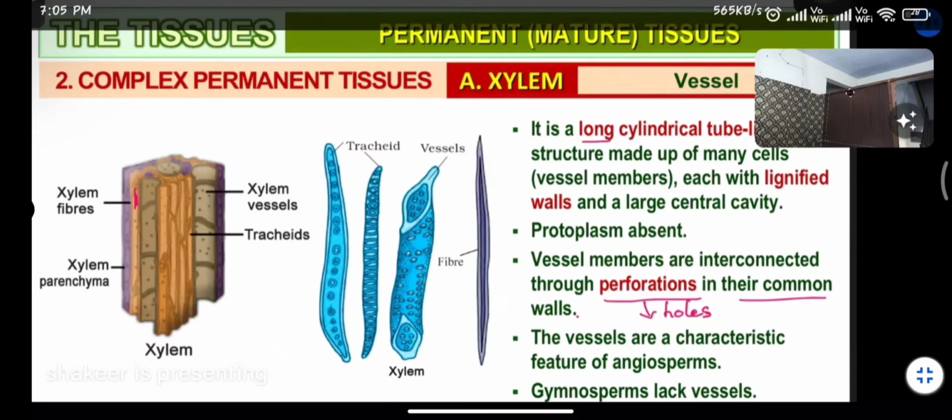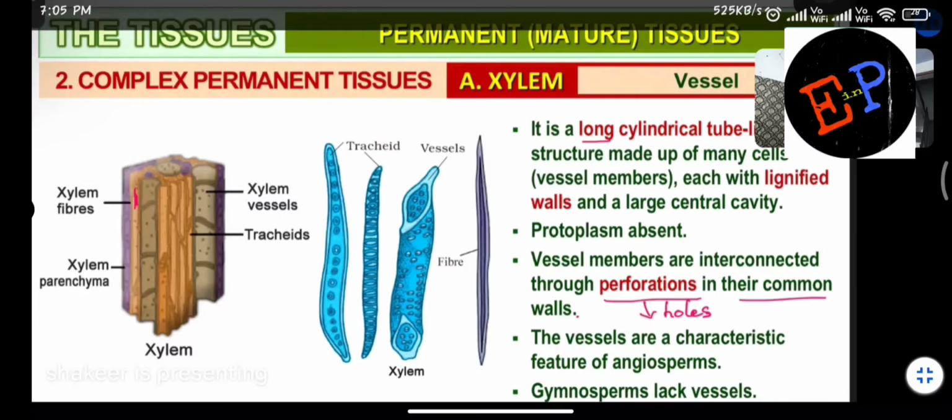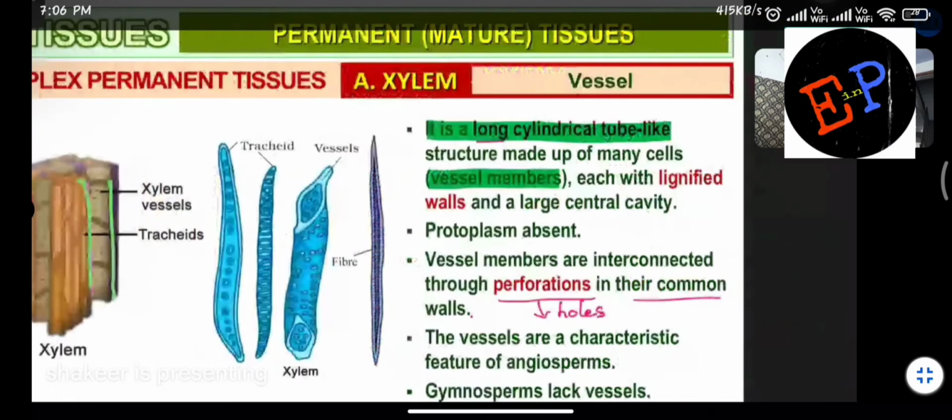Study about xylem vessels. So what is meant by xylem vessel? The structure which you are seeing here is called a xylem vessel. It is a long cylindrical tube-like structure made up of many cells called vessel members, each with lignified walls. What is meant by lignified walls? It means the walls are made up of lignin.